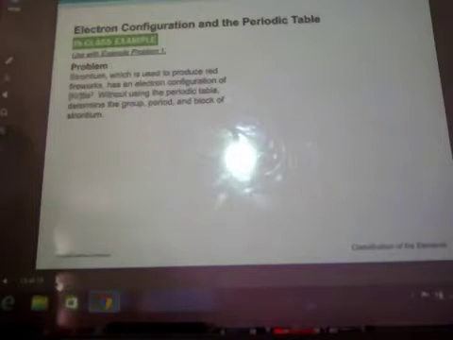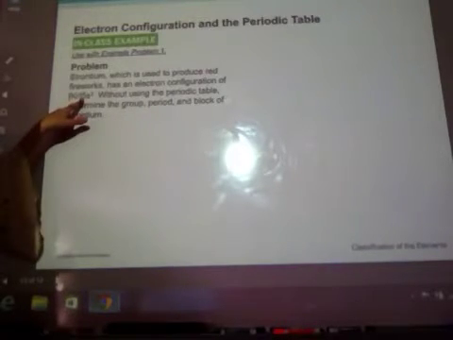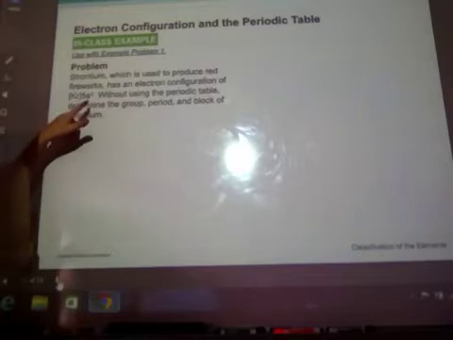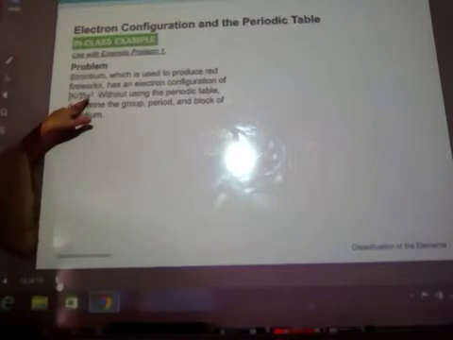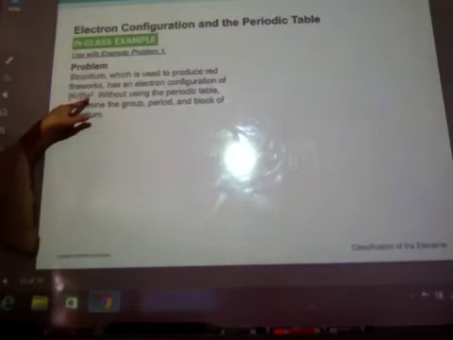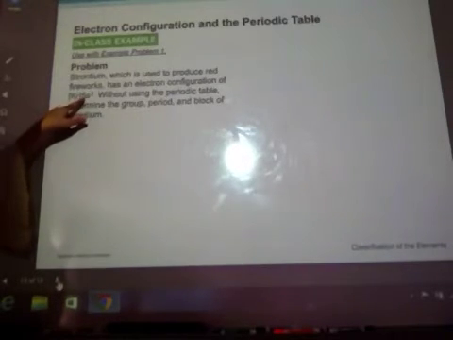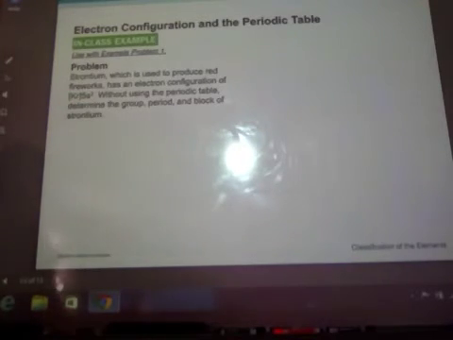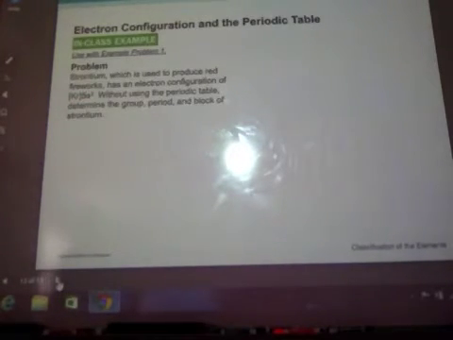What period is it in? 5, because the number 5 tells you what period it's in. And what letter block is it in? S. It's in the s block. So if I want to look for strontium, I will count down 5 rows, and it's in the second column, right where it should be.